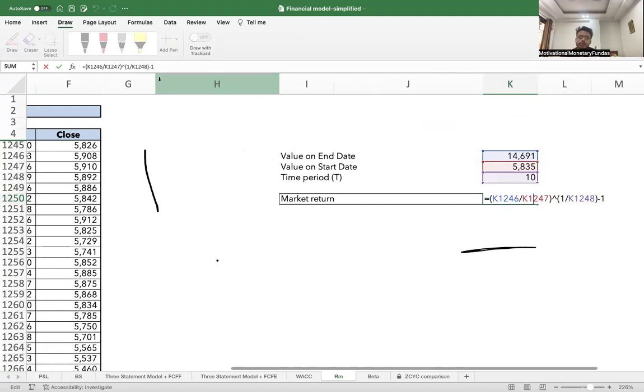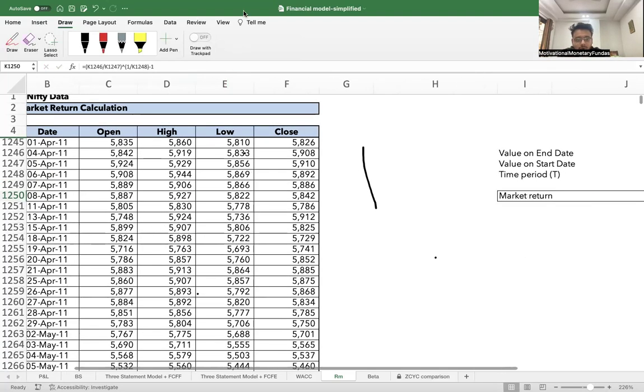That shall be used in the CAPM model. I'll talk about that. Simply, I've calculated the market return with the CAGR formula: the final value after 10 years divided by the initial value, to the power of 1 by the time period, minus 1. And you can simply get this data from the Bombay Stock Exchange.